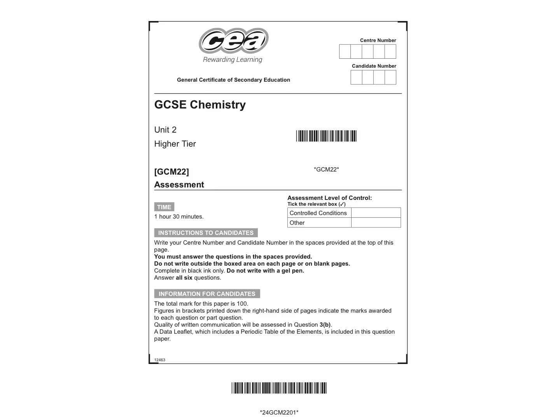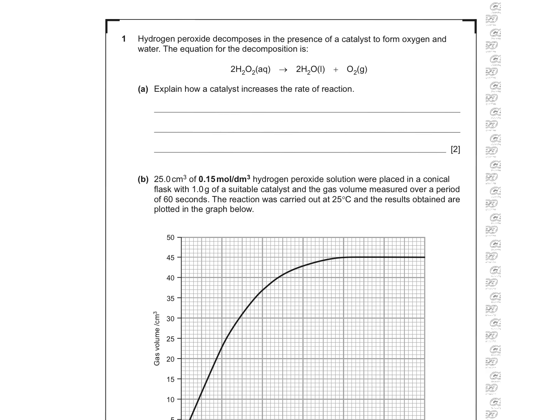Let's have a look at the answers then to this GCSE Chemistry paper, higher tier, Unit 2. Question 1A then, explain how a catalyst affects the rate of reaction or increases the rate of reaction.